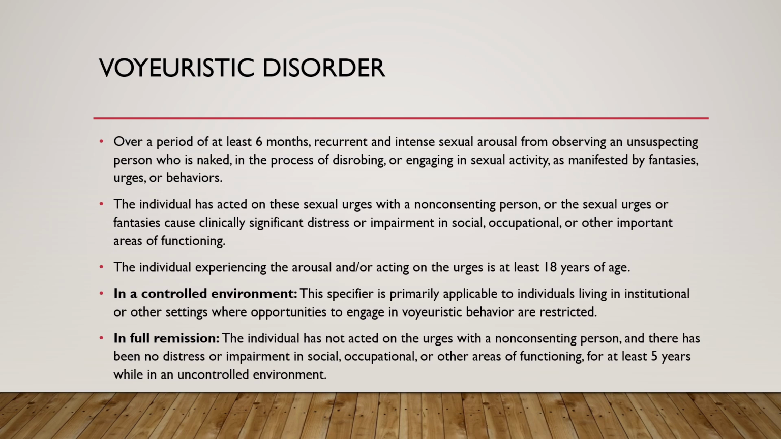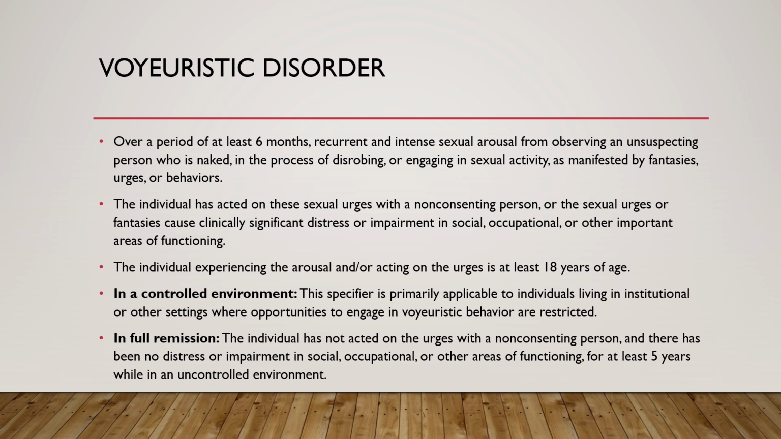And so this individual has acted on these urges. It's not just thinking about it, it's not just something that's arousing to them, but they have acted on these urges with a non-consenting person, and that is a crime, literally. So this obviously causes significant distress and impairment in their ability to function because they're potentially getting arrested for assaulting other people or stalking other people, etc. This has to be going on after the age of 18.